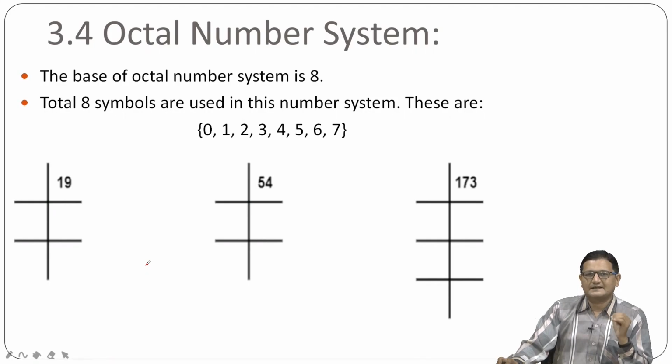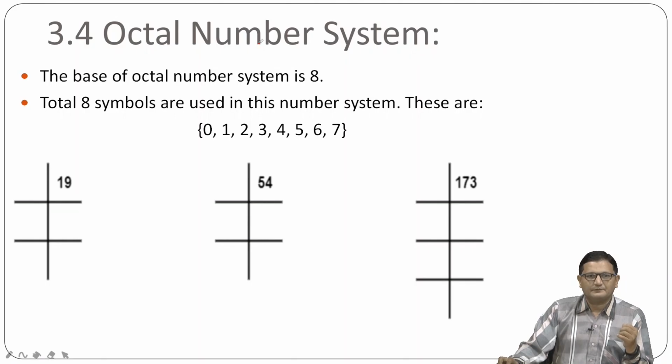The same approach you need to apply here. Suppose a decimal number is given to you and you want to convert it into octal. You just need to divide that number by 8, and every time note down the remainder. Finally, when the number becomes 0, you write all the remainders in reverse order.